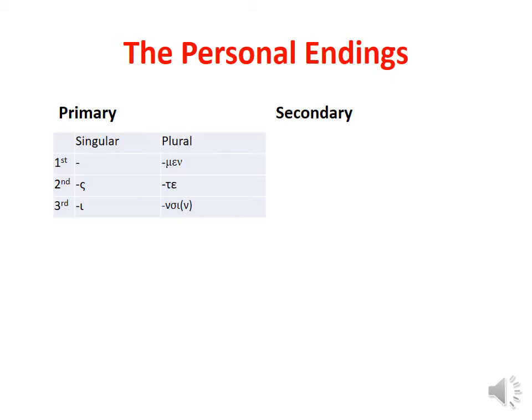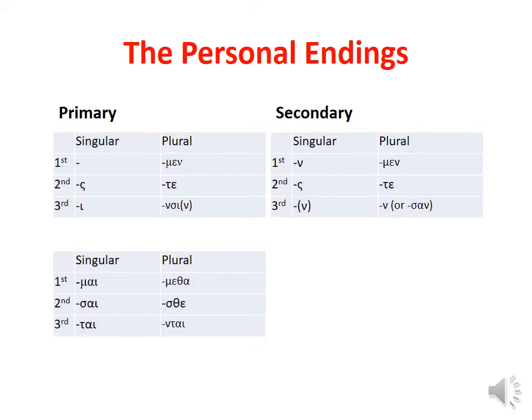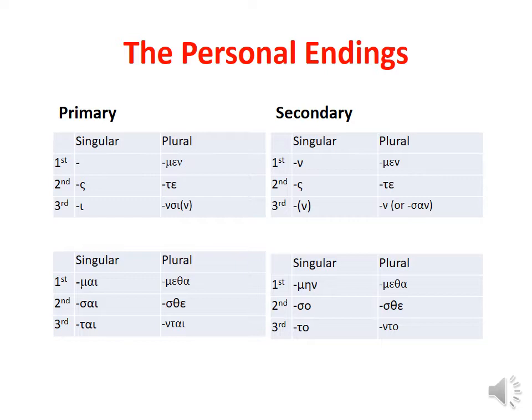For the personal endings, you've learned the primary active set of personal endings, the primary middle and passive set of personal endings: mai, sai, tai, metha, sthe, and ntai. With the imperfect, we now introduce the secondary personal endings. The secondary active: n, s, and then we have a movable nu in the third singular, men, te, or n, and an alternate form san that appears sometimes. In the secondary middle passive personal endings: men, so, to, metha, sthe, nto. So very similar to the primary middle passive personal endings, but not identical.